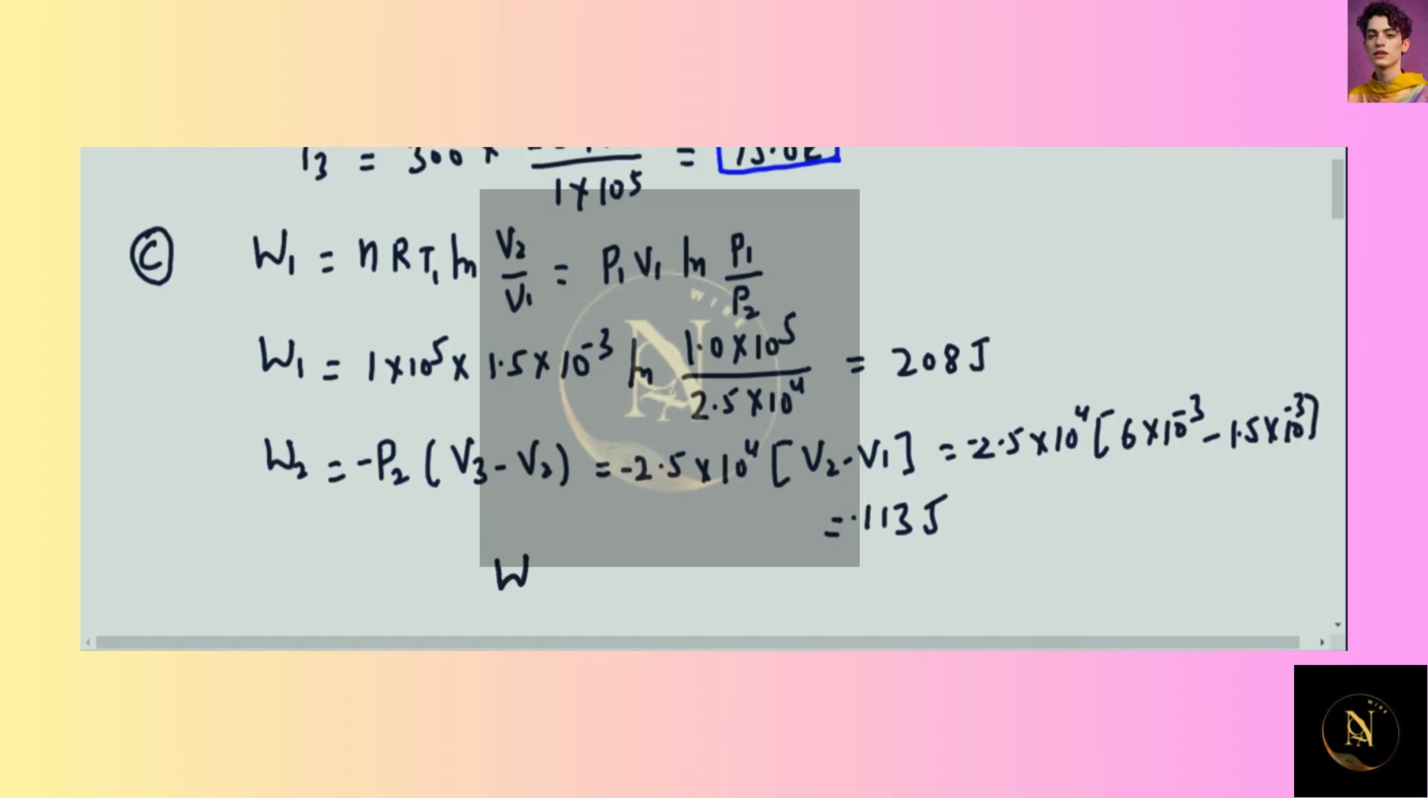So total work done you will get W1 plus W2, 208 minus 113. So you will get 95 joule. This is the answer of C part.